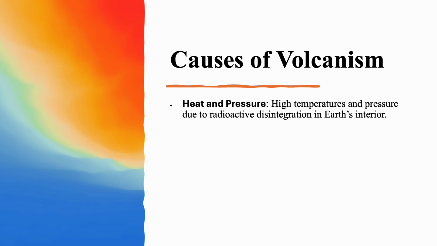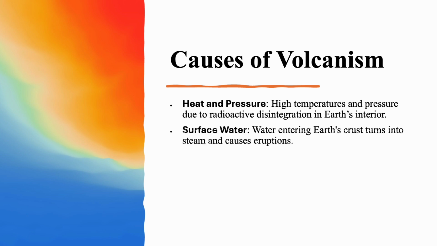Causes of volcanism. Heat and pressure. High temperatures and pressure due to radioactive disintegration in Earth's interior. Surface water. Water entering Earth's crust turns into steam and causes eruptions. Plate tectonics. Movement and splitting of tectonic plates create fissures for magma to escape.